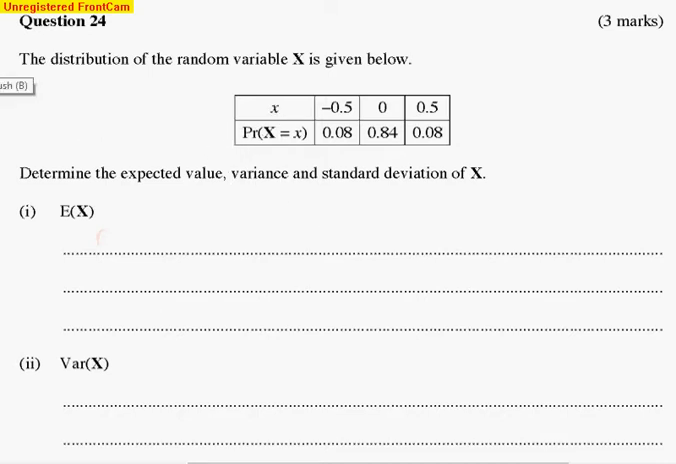Here is question 24 from the 2013 exam. We've got a random variable and a distribution there. We've got to find the expected value, variance. Okay, we've got to start off with the expected value.